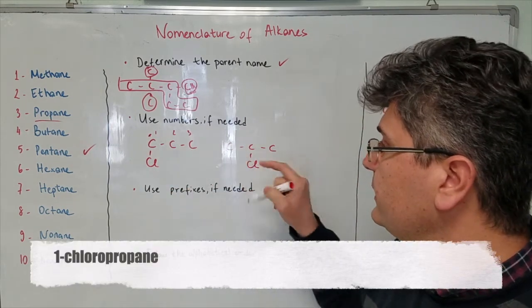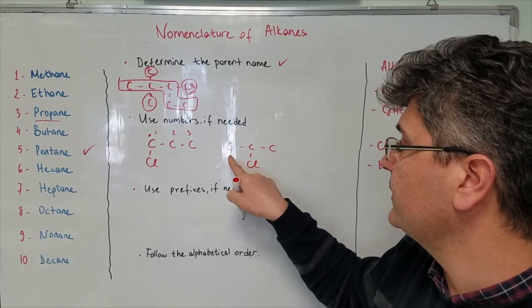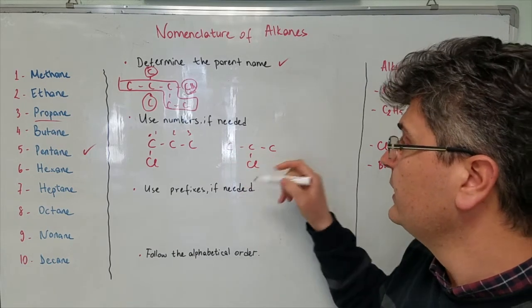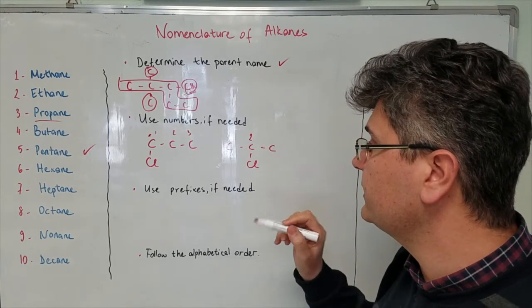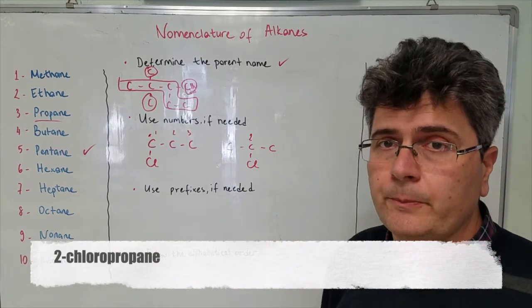1-chloropropane. In this case, my chlorine is, if you start on the left-hand side, it's going to be 1, 2, 3. If you start from the right-hand side, it's going to be 1, 2, 3. It doesn't matter, it's on the second carbon atom, so the name of this compound is 2-chloropropane.